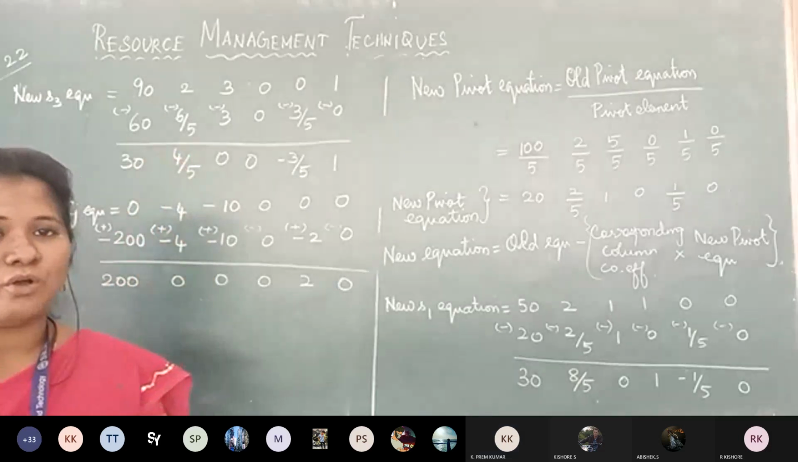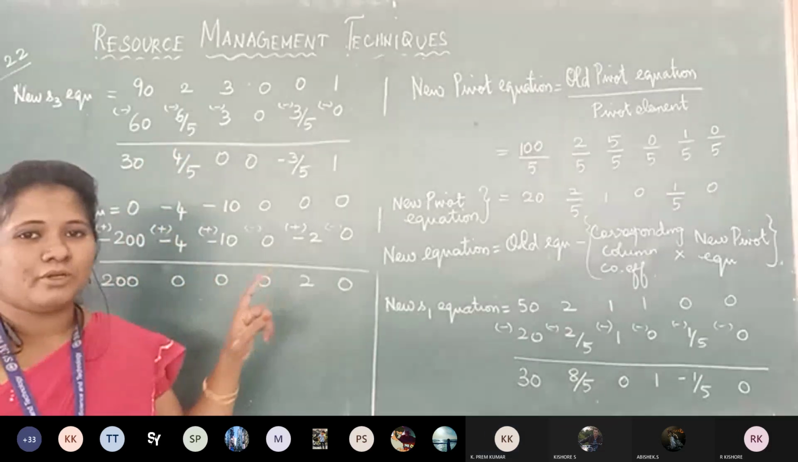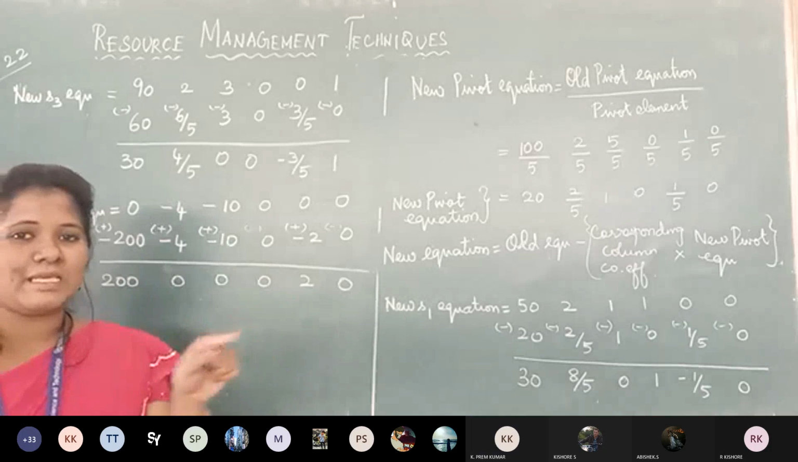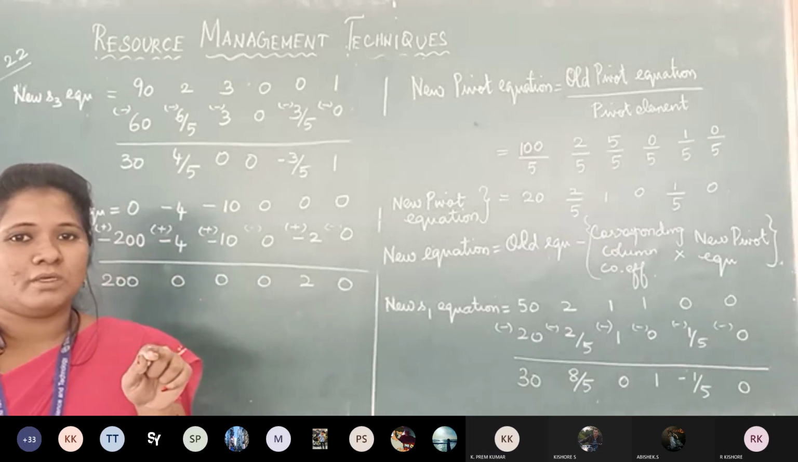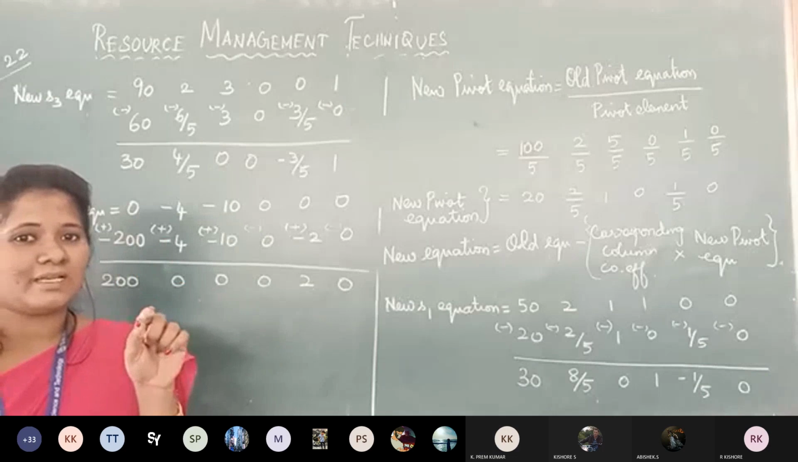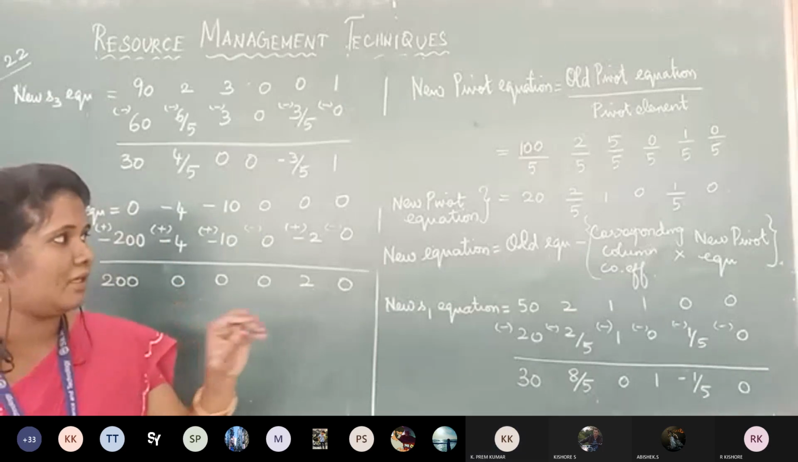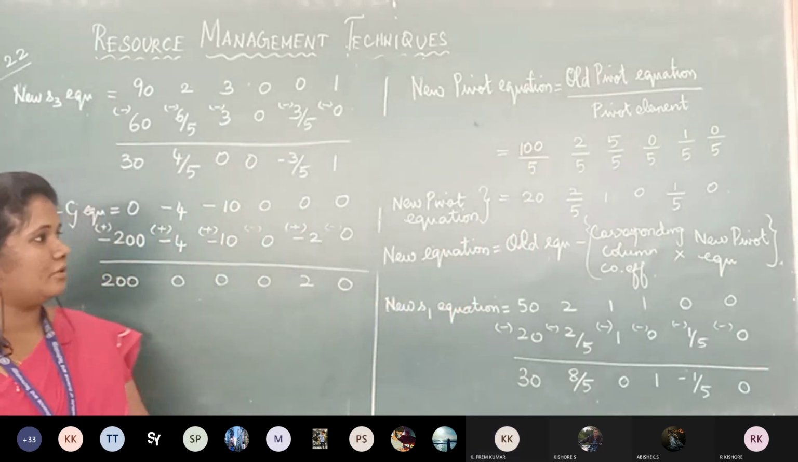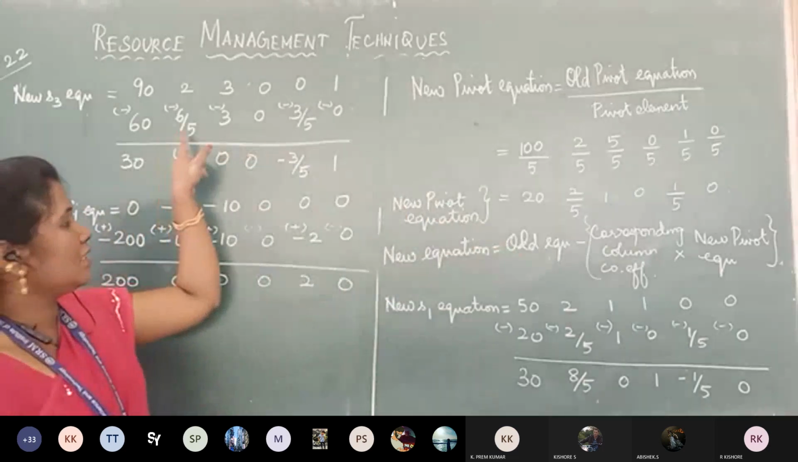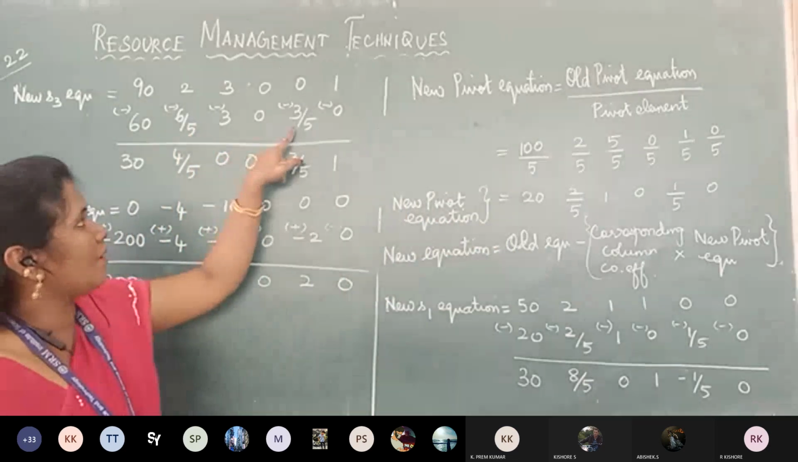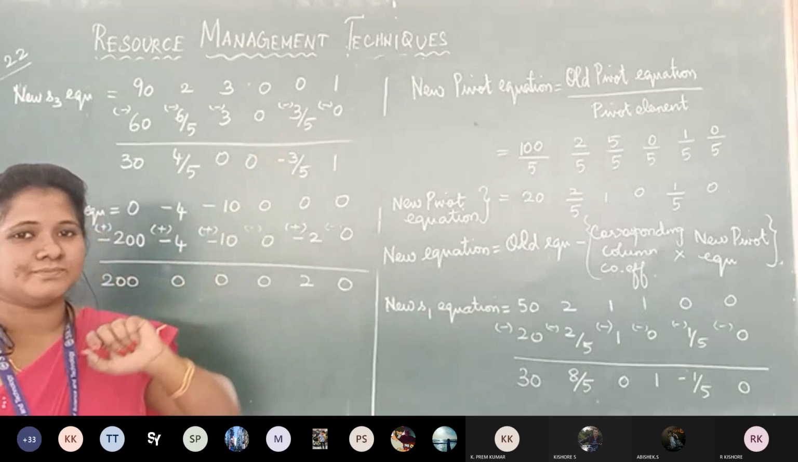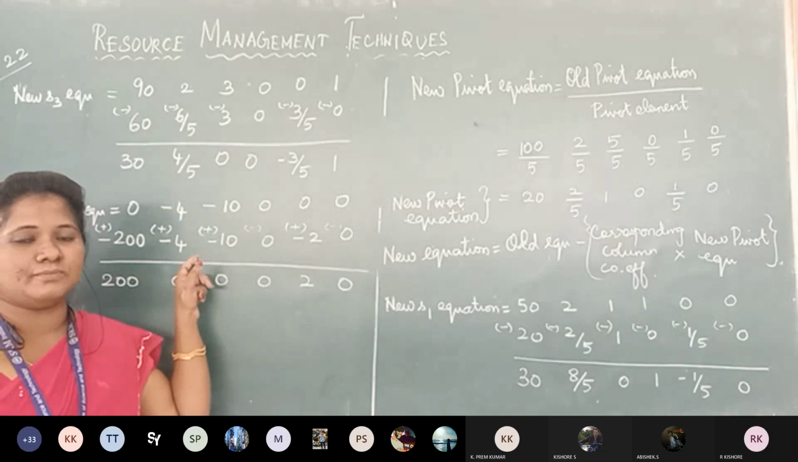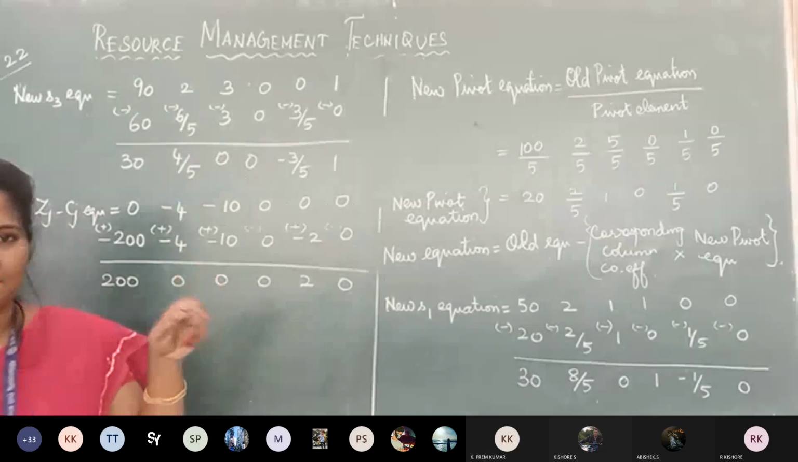You have to see your column. In your tableau column, in the S3 equation, see that column value. You have 3, isn't it? That is your corresponding column coefficient. With that 3, you multiply this new pivot equation. If you multiply 3, it will become 60, 6 by 5, 3, 0, 3 by 5, and 0. The same way you will do it for Zj minus Cj also. Okay, ma'am.